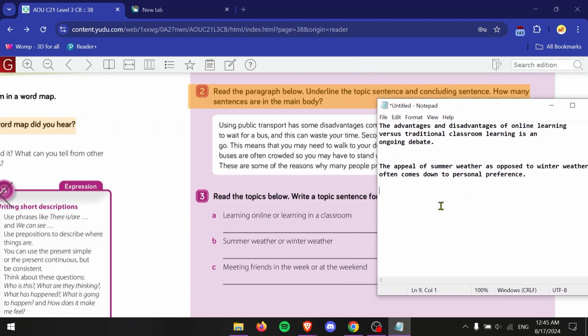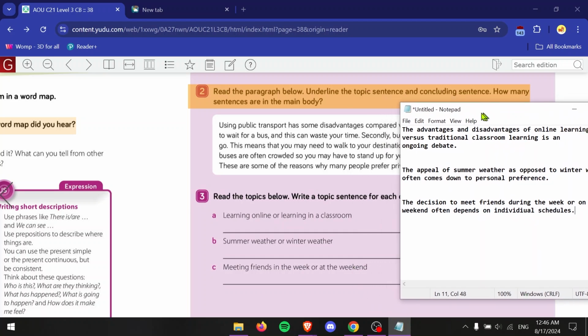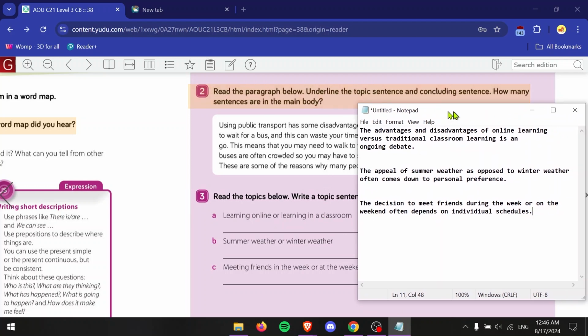Now for the third one, let's see. Meeting friends in the week or at the weekend. That's a good one. I could say something like: the decision to meet friends during the week or on the weekend often depends on something like individual schedules. And there you go. These are 3 topic sentences for 3 topics.